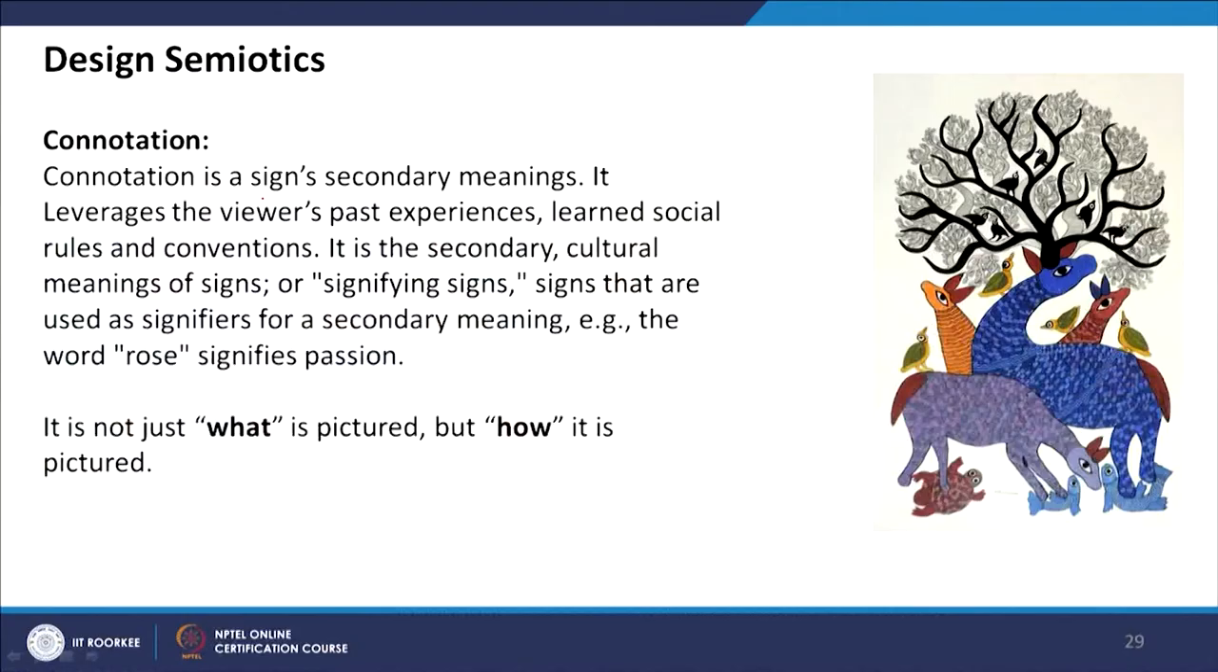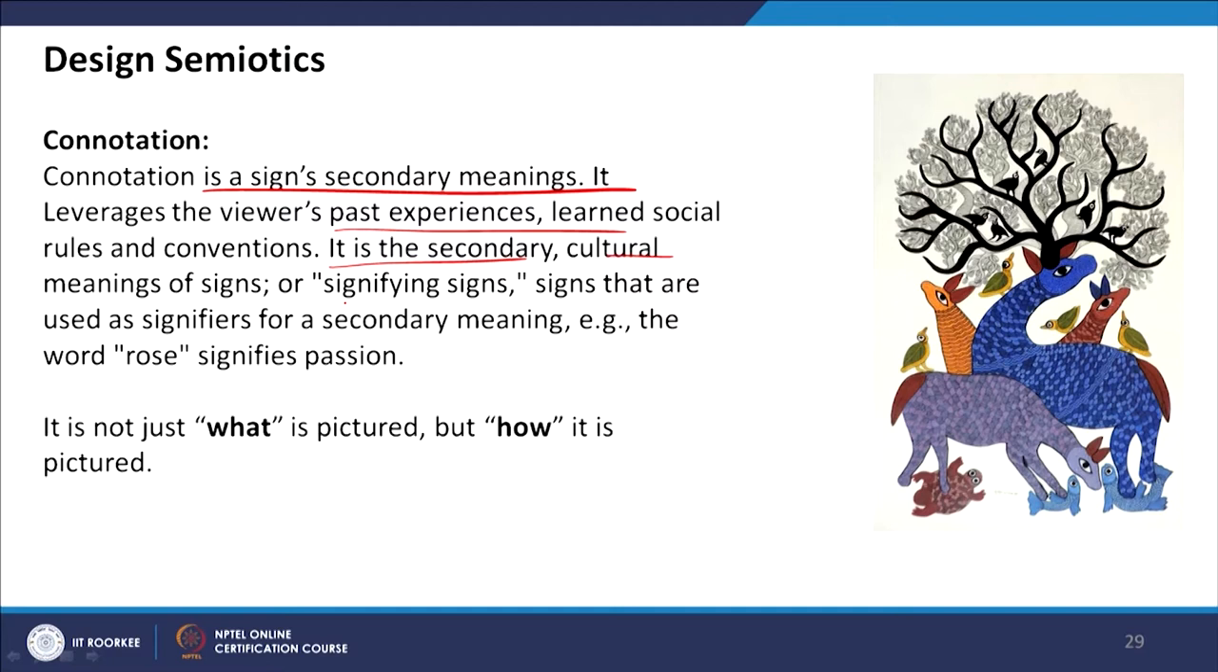So the connotative meaning is the second layer, the secondary meaning, which is not direct, it is an indirect meaning, and it needs some background knowledge, and it depends on the culture. Secondary meaning is dependent on the culture, and it depends on people's perception.